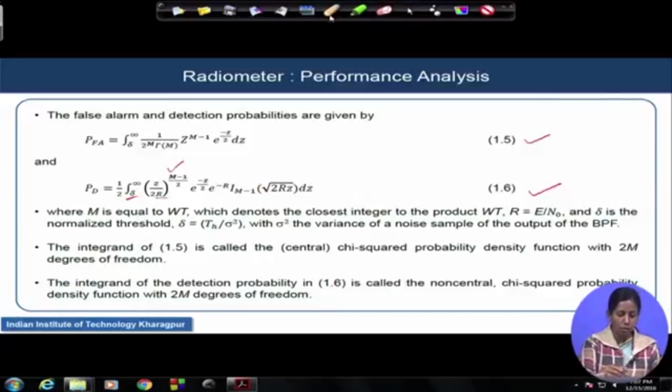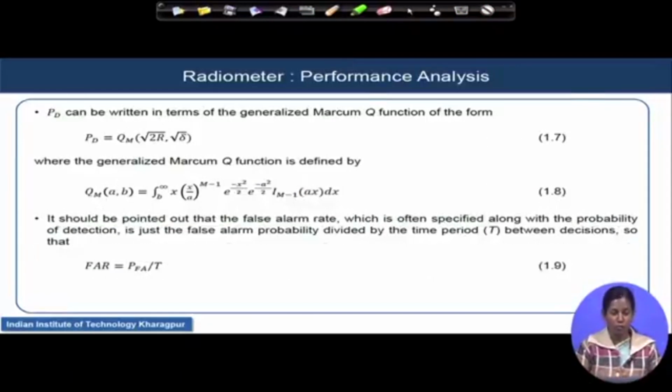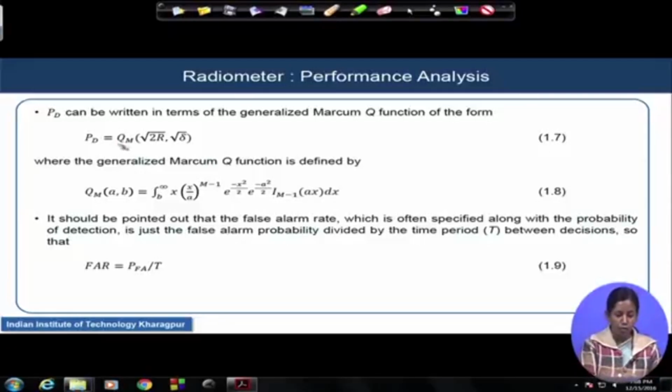So we will always be concentrating on these two parameters when we talk about the corresponding slides. The detection probability PD can also be expressed in terms of the Marcum Q function, shown in equation 1.7, where the Q function can be expanded like 1.8.